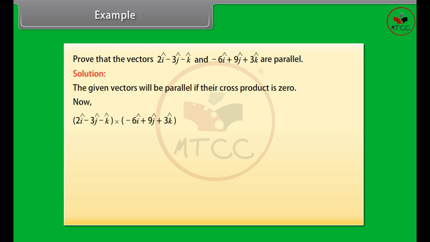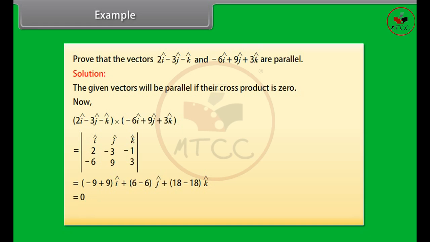Now, (2i minus 3j minus k) cross (minus 6i plus 9j plus 3k) equals the determinant with first row i, j, k, second row 2, minus 3, minus 1, third row minus 6, 9, 3, which equals (minus 9 plus 9) i plus (6 minus 6) j plus (18 minus 18) k equals 0.